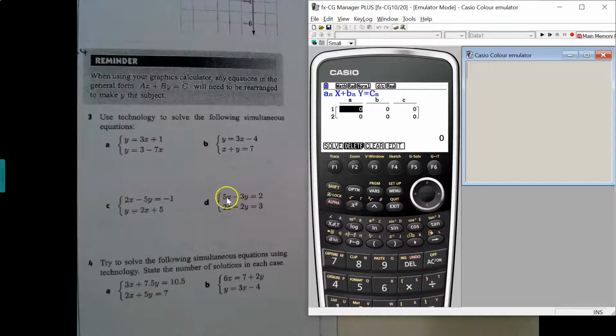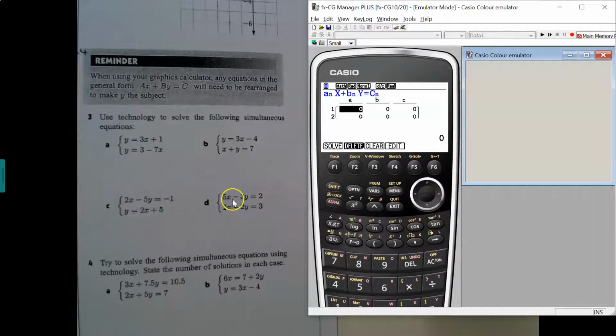In D, can you see that they're both in general form? Yeah, 5 times x minus 3 times y is equal to 2. See how it's some constant times x, but plus some constant times y is equal to c? That's the form that we have to rearrange them to be in if we want to use our calculator. So for simplicity, let's first do D.